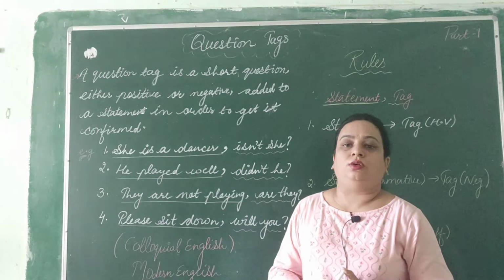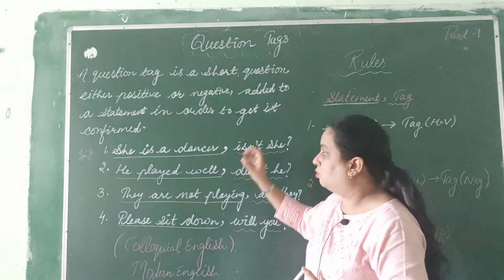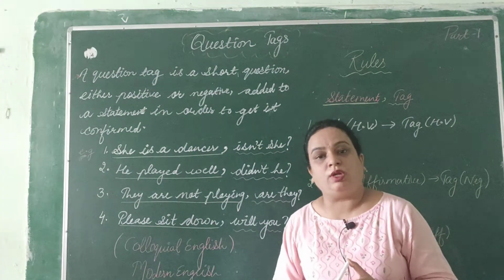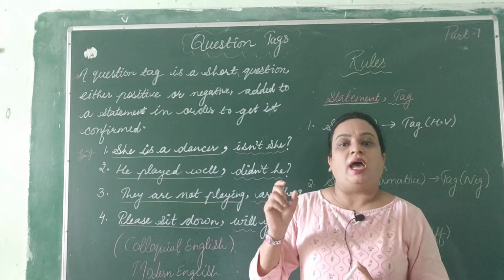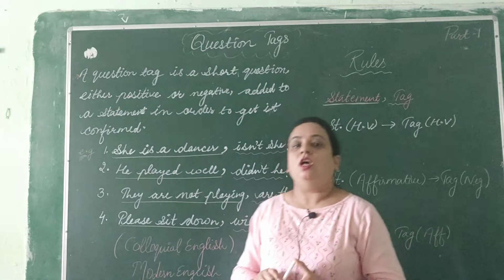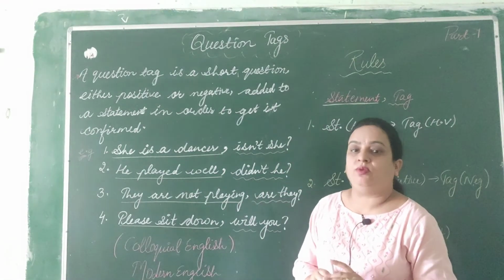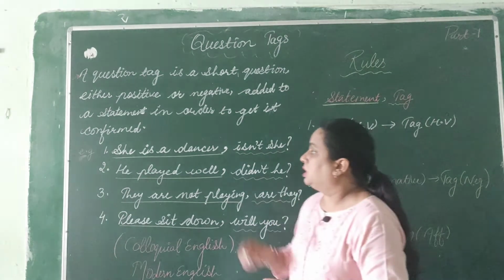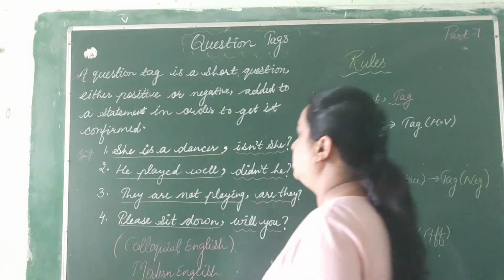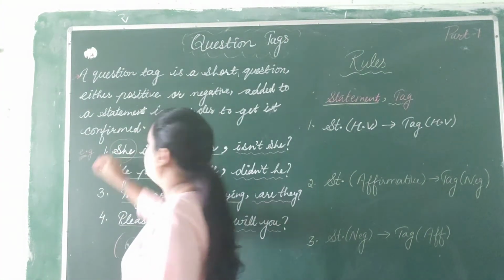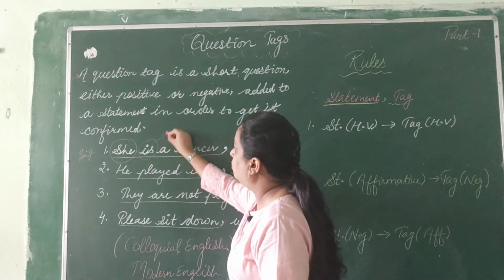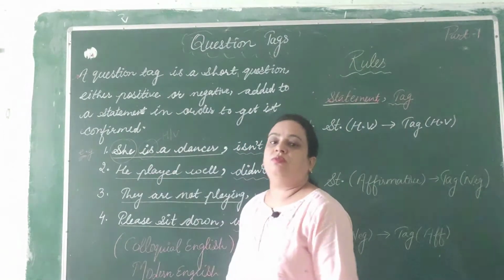I want you to make sure that you have a great knowledge of the parts of speech here, that what is working as a subject, what is working as the main verb, and what is the helping verb here. So two things are very important here. One is the subject and the second one is the helping verb or the main verb. In the first sentence, it is written, she is a dancer. So she is what? She is the subject. And is what? Is the helping verb, right? So these two things are very necessary.